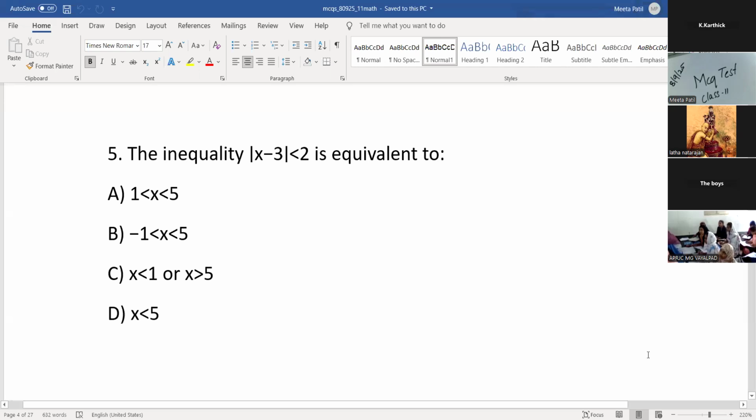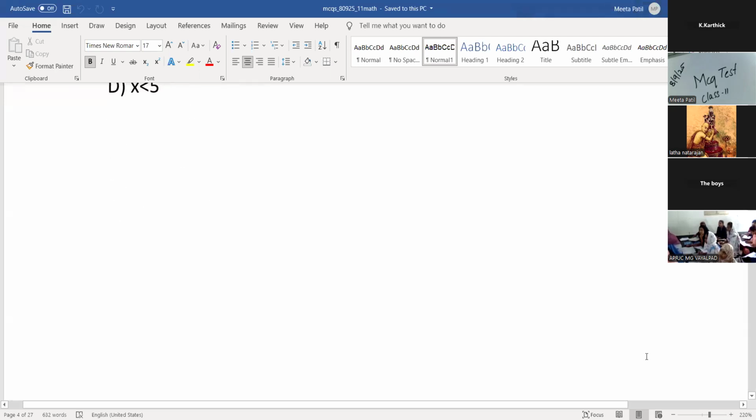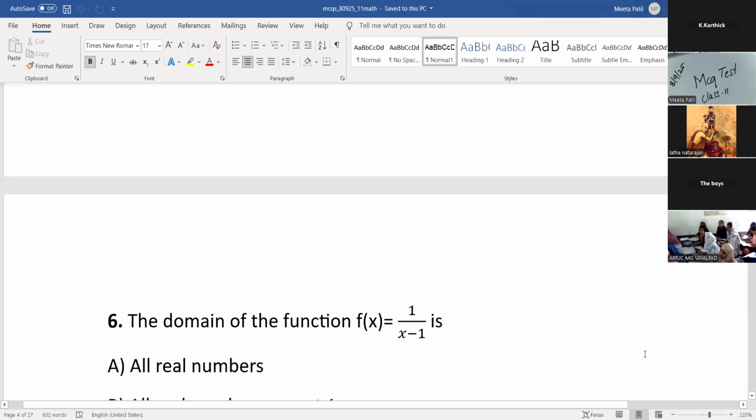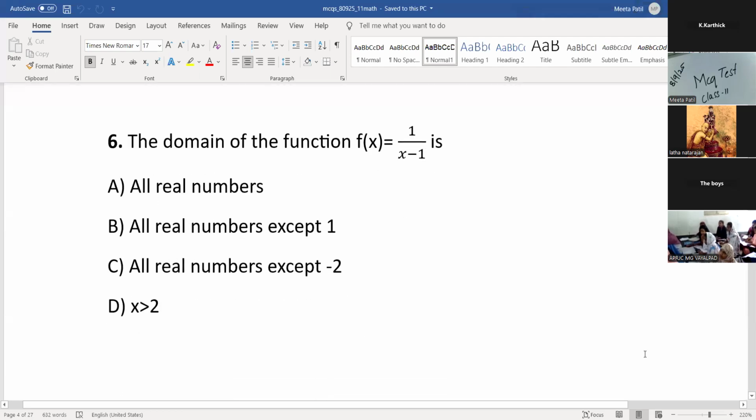Yes, ma'am. Okay, next question. So we will move to the next question. Your sixth question will be the domain of the function f of x is equal to 1 divided by x minus 1 is. Here you have the options: option A, all the real numbers; option B, all real numbers except 1; option C, all the real numbers except minus 2; and the last option D is x greater than 2.